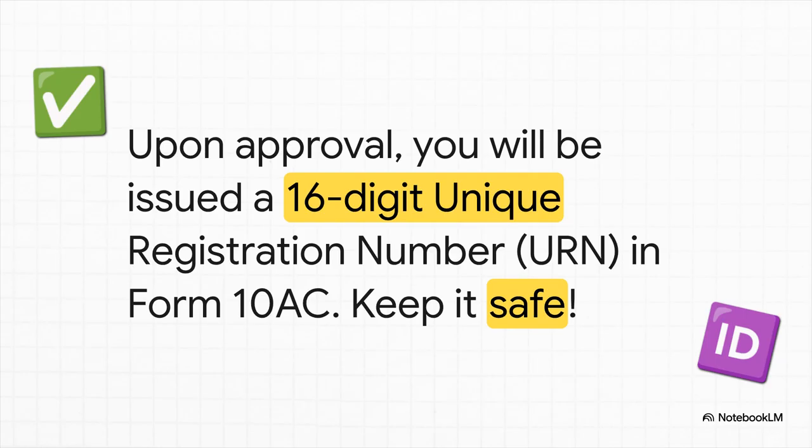Now, once you're approved, you'll get a document called Form 10AC. And on that form is your shiny new 16-digit Unique Registration Number, or URN. This is your new official proof of registration. Keep this number somewhere super safe. You're going to need it.